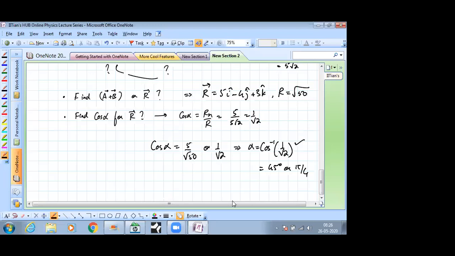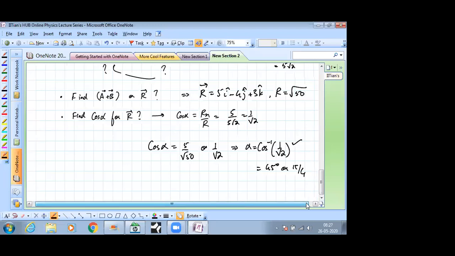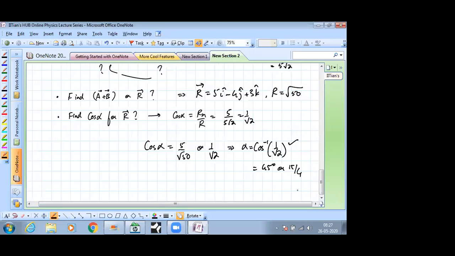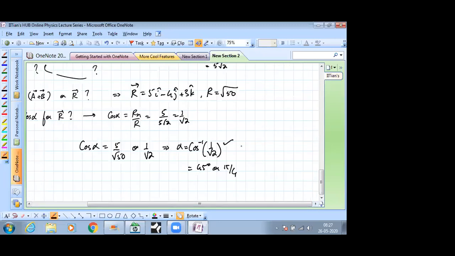Okay. So you have to give the answer according to the format given in the question. So here you can also express this as cos inverse 5 by root 50. So you just leave the answer this way. So that happens in a multiple choice question. The answer may be reduced to the final form, may not be reduced, whatever be the case. So that's no big deal.